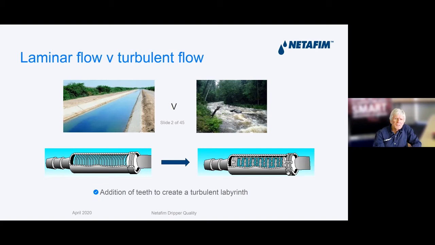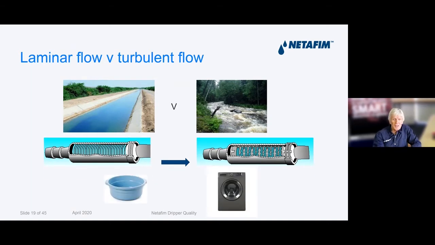So how do we get turbulent flow created in a dripper? That was simply creating teeth. So we went from the picture on the left-hand side of the screen, laminar flow, a straight tube, into the one on the right-hand side where we put teeth. And that created the turbulent flow. Okay, that took you from your tub where you soak into the washing machine. The teeth in the dripper create the washing machine effect in a dripper.